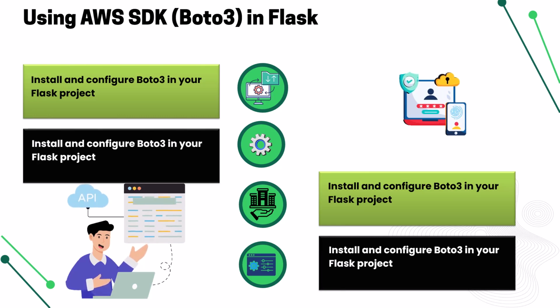Boto3 is the bridge between Flask and AWS. Installing it is step 1, like giving your app an AWS passport. Secure connections ensure no unauthorized access. Using environment variables keeps credentials safe, so no accidental hard-coding disasters. And optimizing API calls, because no one likes waiting around for responses like a slow internet connection.